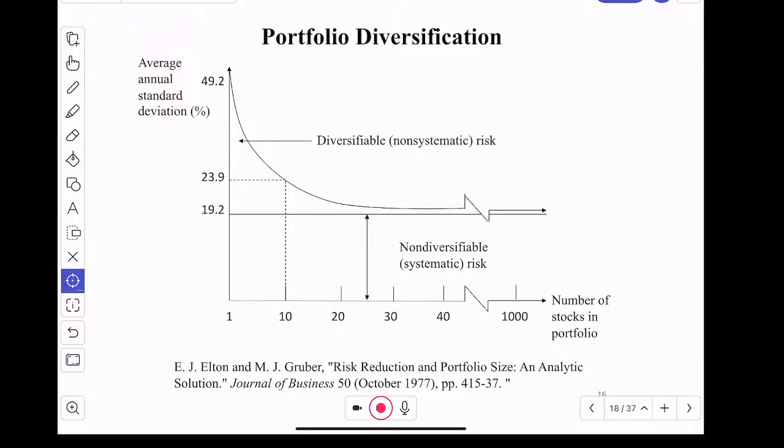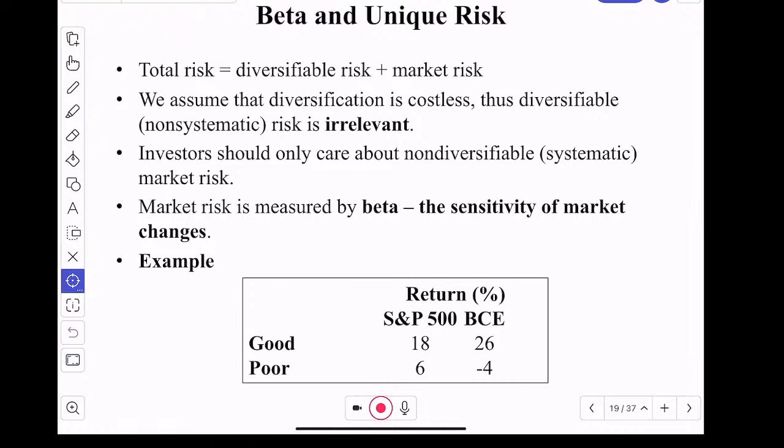So what we end up assuming in the theory is that anyone can pick as many assets as they want. There's no additional cost to having more assets contributed into a portfolio. But we do have to think carefully about how we pick them in their relationship to market returns, because there is systematic risk across all assets introduced by the market volatility. So where total risk is diversifiable risk plus market risk, and we assume diversification is costless, so that diversifiable or non-systematic risk is irrelevant, investors should only care about non-diversifiable or systematic market risk.